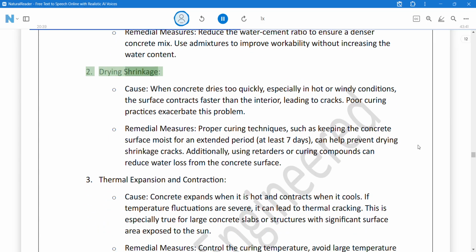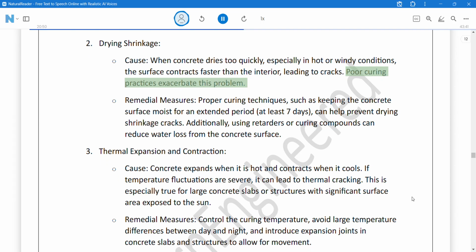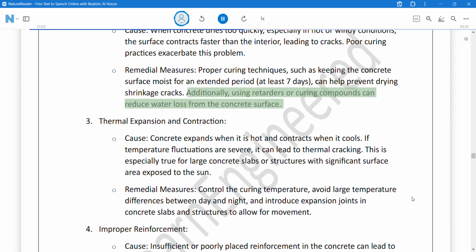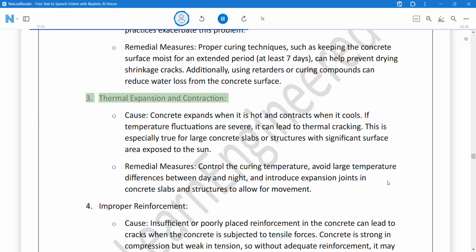2. Drying shrinkage. Cause. When concrete dries too quickly, especially in hot or windy conditions, the surface contracts faster than the interior, leading to cracks. Poor curing practices exacerbate this problem. Remedial measures. Proper curing techniques, such as keeping the concrete surface moist for an extended period, can help prevent drying shrinkage cracks. Additionally, using retarders or curing compounds can reduce water loss from the concrete surface.